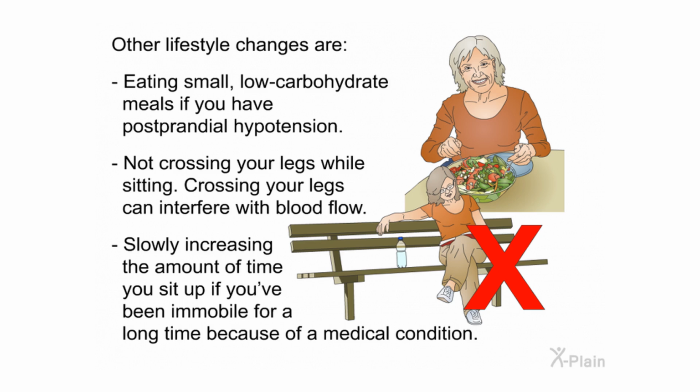Other lifestyle changes are eating small, low-carbohydrate meals if you have postprandial hypotension, not crossing your legs while sitting. Crossing your legs can interfere with blood flow. Slowly increasing the amount of time you sit up if you've been immobile for a long time because of a medical condition.